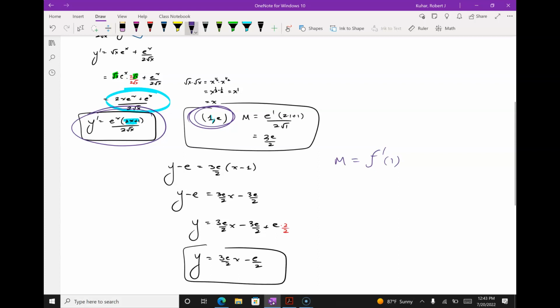Now, there's a nice way to check your derivatives, if you have them right or not, on Desmos. So let me just show that real quick. We okay here? Okay. Tell me when. 3e is the slope. 3e over 2 is the slope, yeah.